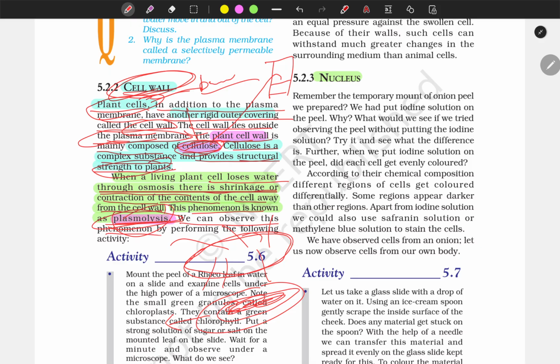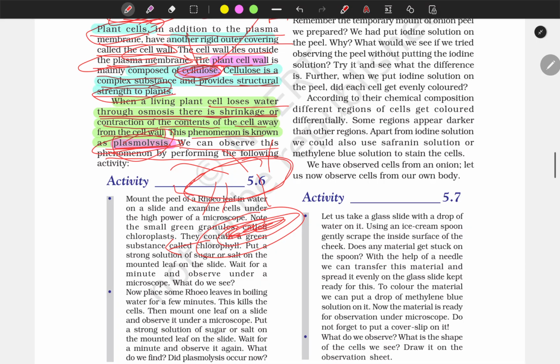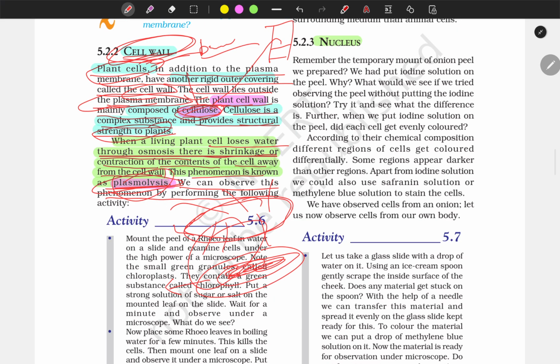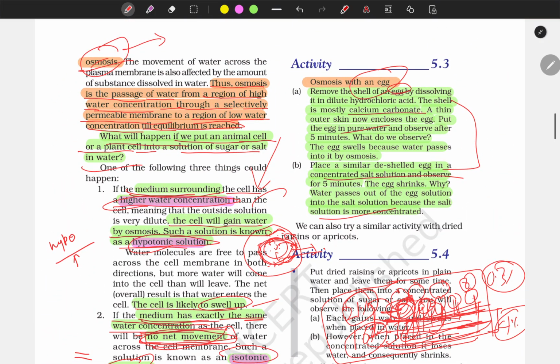We observe this phenomenon by performing the following activity. This is similar to what I already discussed, which happens due to diffusion, and here there is an example of an egg. What will happen to the egg?